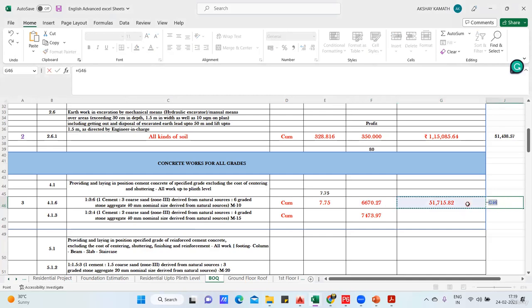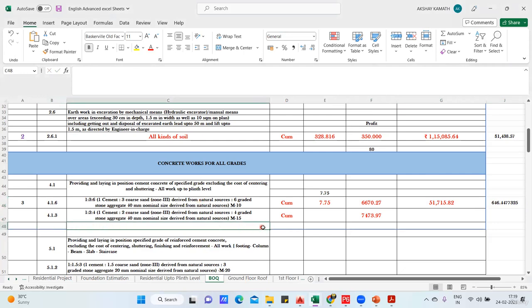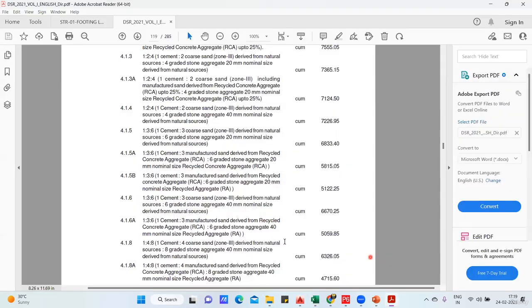If I divide this by 80, I'll get it in dollars. Again, this is only up to the plinth level. Above the plinth level, if you're supposed to do work, you make a separate column here and write the quantity of the PCC that you're going to do above the plinth level. That will be there in your code book. I'll show you that also.